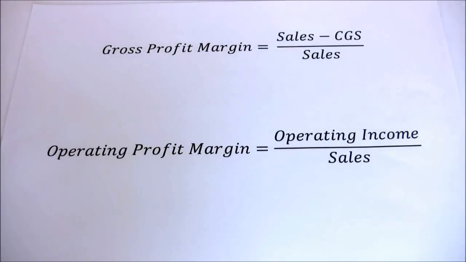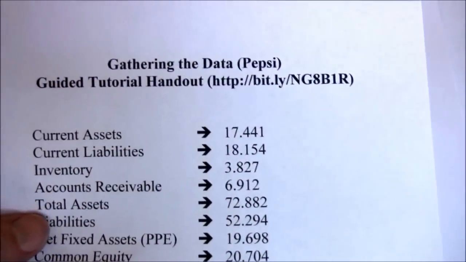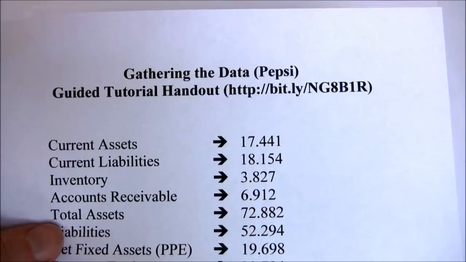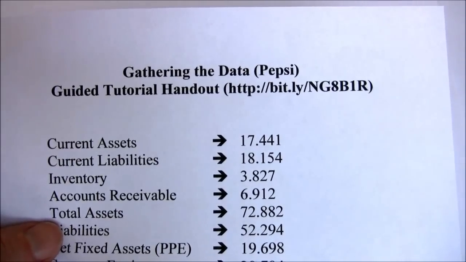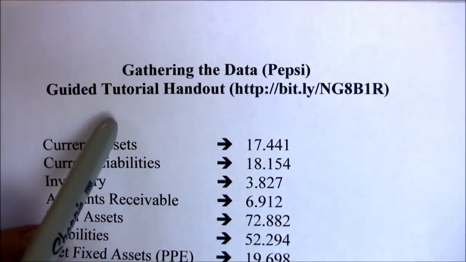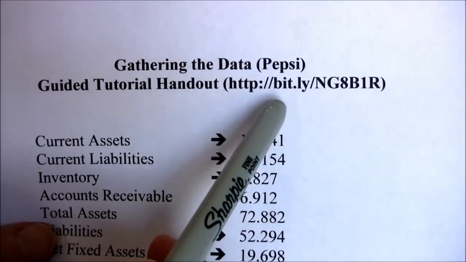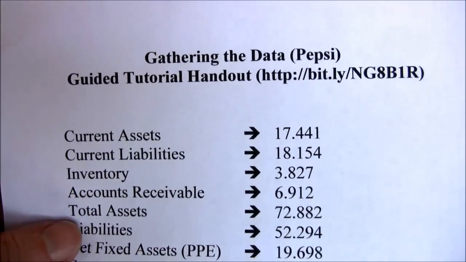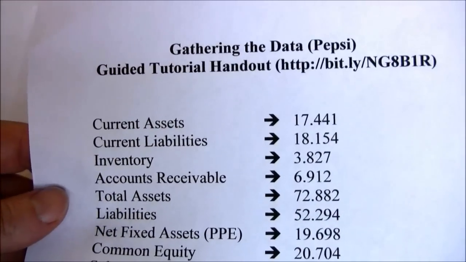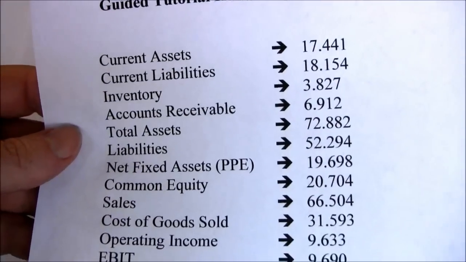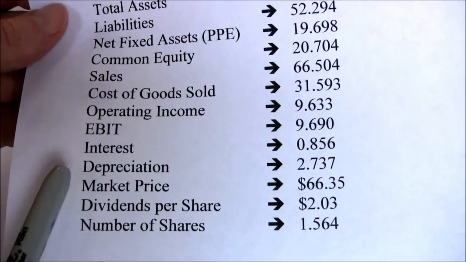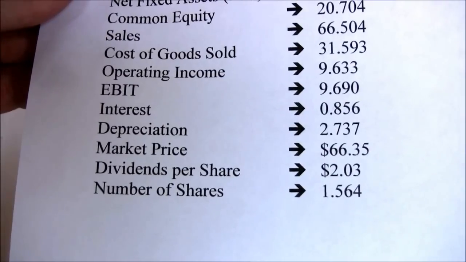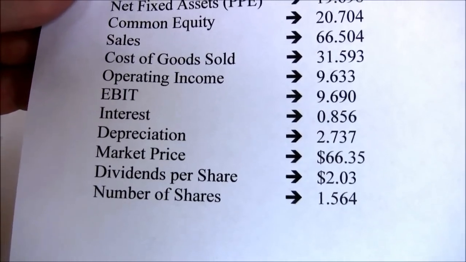This is the third and final video in our three-part sequence on looking at financial ratios. In the first video, what we did is took a look at Pepsi's income statement, balance sheet, and statement of cash flows from the guided tutorial handout. And again, those financial statements are available online through Google Docs if you don't have the full handout. And we gathered the necessary data to calculate our ratios. Things from the balance sheet, income statement, statement of cash flows, as well as a few extra items that we would need for some of our ratios.